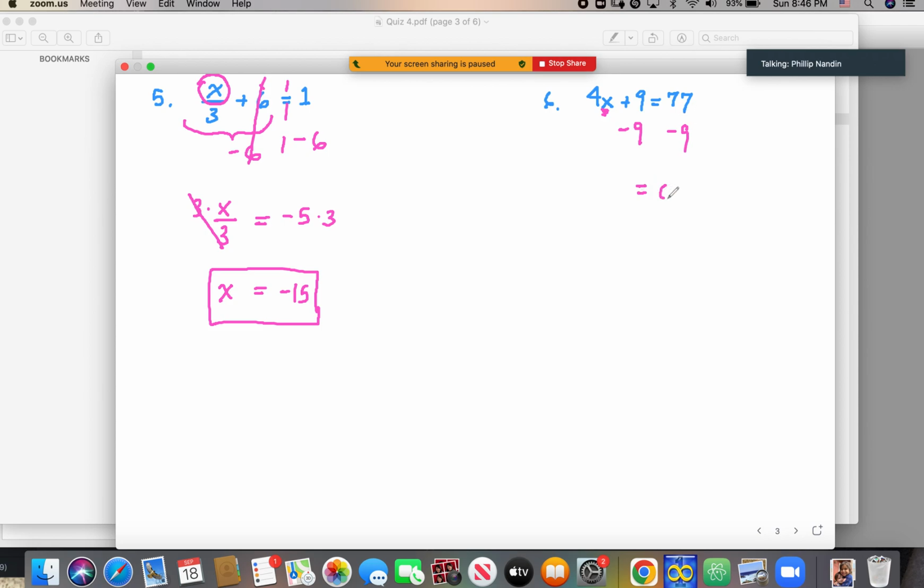Minus 9 is 68. 4x equals 68. And then I divide by 4 on both sides. 1 times x is just x. And then 68 divided by 4. Again, you gotta know how to do this in every which way.